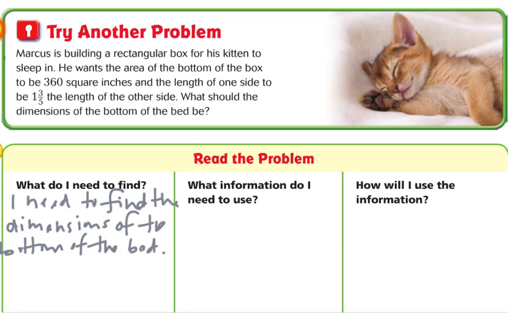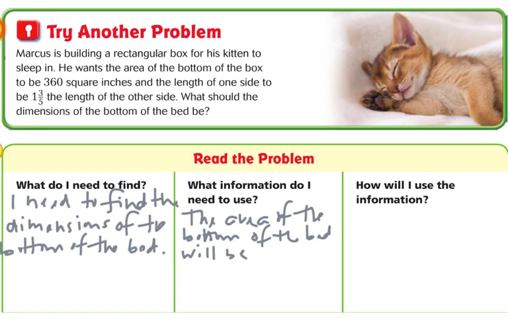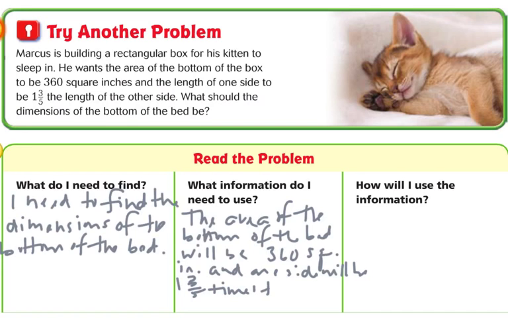Next, what information do I need to use? We would say the area of the bottom of the bed will be 360 square inches, and one side will be 1 3/5 times the length of the other side.